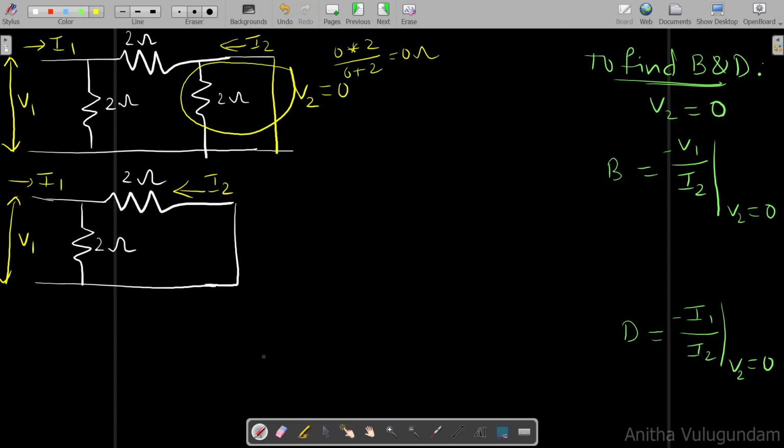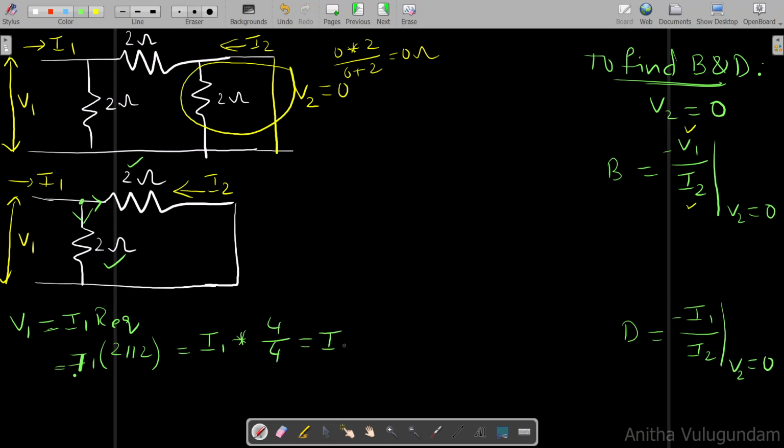To find the value of B, we should have V1 and I2 values. So from the circuit, I'll write V1 equal to I1 into R equivalent. Here the 2 ohms and 2 ohms are in parallel because current is getting divided in these two branches. So R equivalent equal to 2 parallel to 2. So I1 into 2 into 2 by 2 plus 2, so 4 by 4, which means V1 equal to I1.